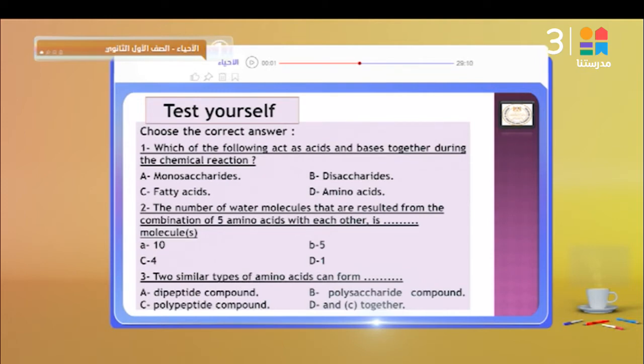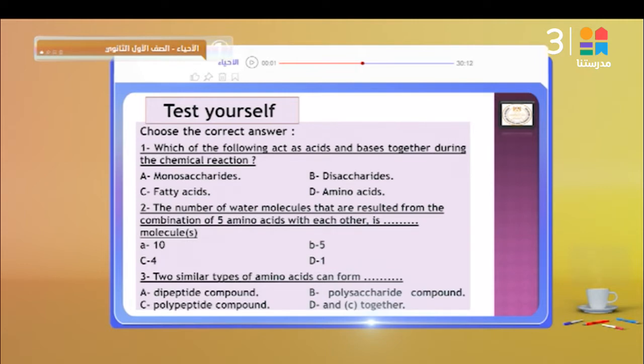Monosaccharide enters the structure of glucose, no acidic or basic group. Disaccharides are the same, two molecules of glucose. Fatty acid, no; it consists only of the fatty acid, the building unit of fats. Amino acid, this is the right answer. Why is amino acid the right answer? Because amino acid has the carboxyl group, which represents acidic, and the amino group, which represents basic. So it is the right answer. Next question.